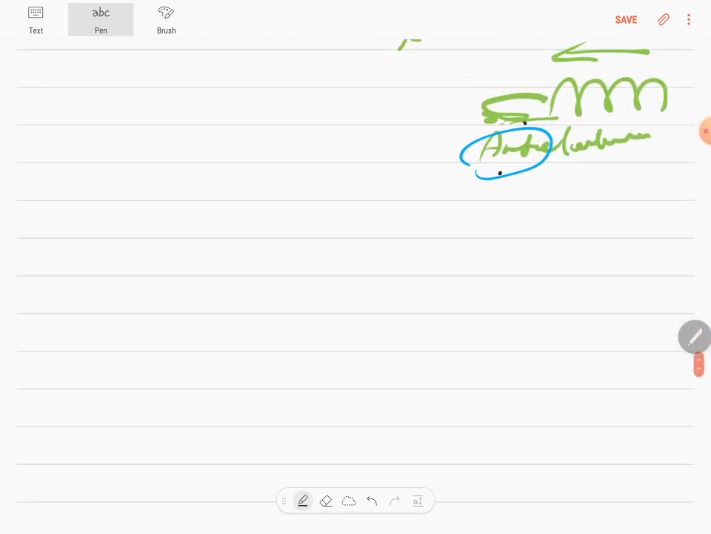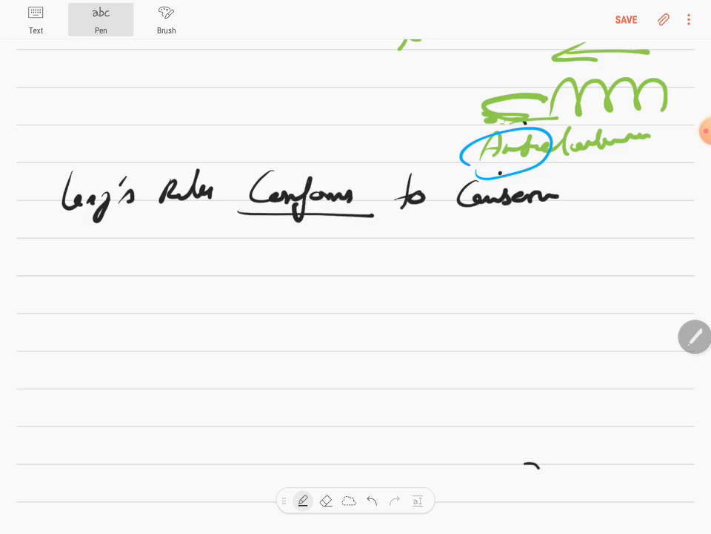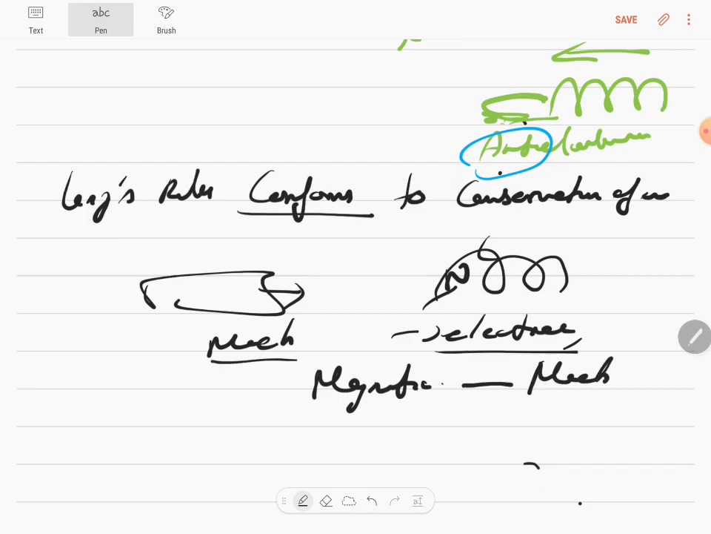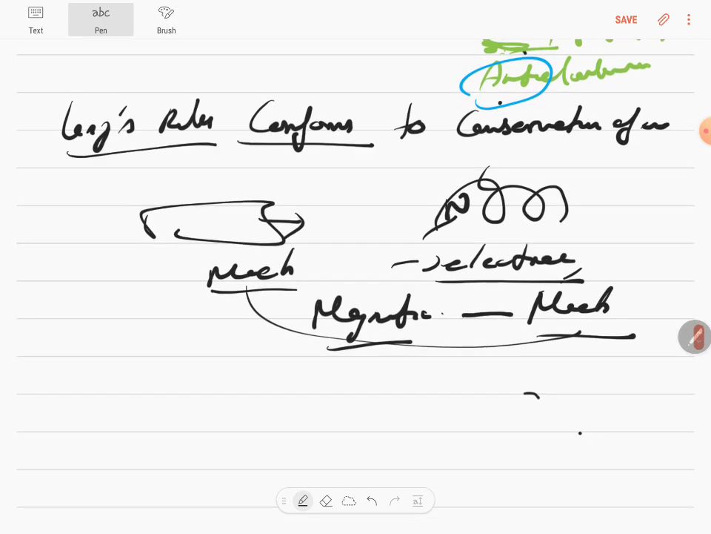The first part of the next topic is that Lenz's law conforms to, adheres to, conservation of energy. You're moving a magnet, which is mechanical energy, which gets converted into electricity. Induced current gets produced, so it is electrical energy. Then this behaves like a north pole or a south pole to repel it, so that means it is magnetic energy. And then it repels or attracts accordingly, so it becomes mechanical energy. Mechanical to electrical and then magnetic into mechanical says that conservation of energy is possible. So Lenz's rule adheres to conservation of energy.